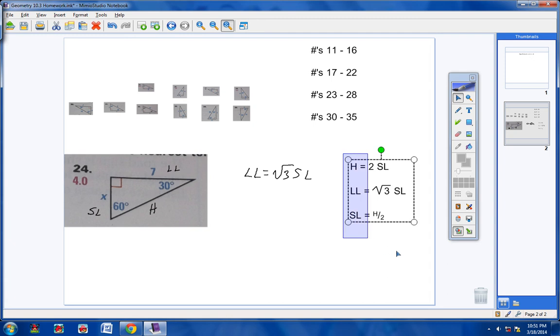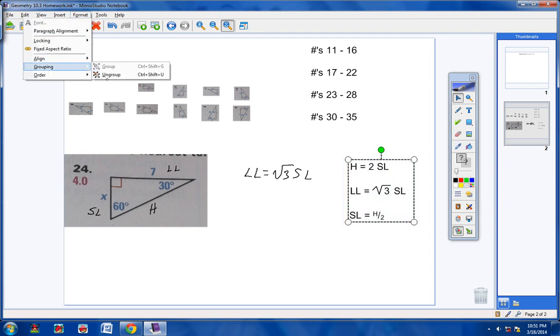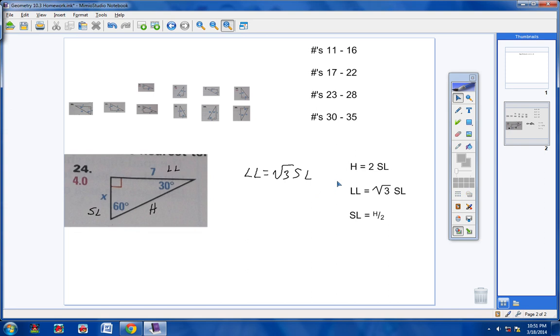Now, let's continue on. So where the longer leg is, I'm going to put 7. And for the shorter leg, I'm just going to leave that SL. And now I'm going to divide both sides by the square root of 3. These cancel. And so 7 divided by the square root of 3 will give me my shorter leg. So 7 divided by square root of 3 gives me 4.041451884, which if you round correctly, you will get 4.0 for your shorter leg.